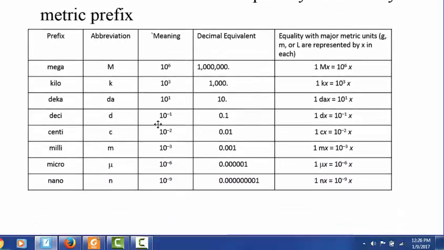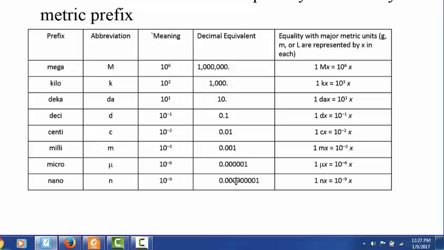For example, from the base, deca means 10. So a decameter is 10 meters. Kilo means 1,000. So a kilometer is 10 to the third, or 1,000 meters. Deci means 1/10, or 0.1. So a decimeter is 1/10, or 10 to the negative 1 meters. Milli means 1/1000, or 0.001.